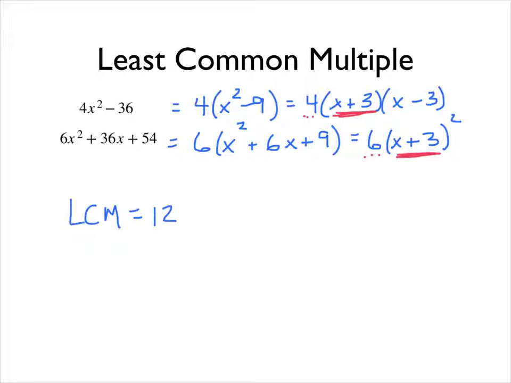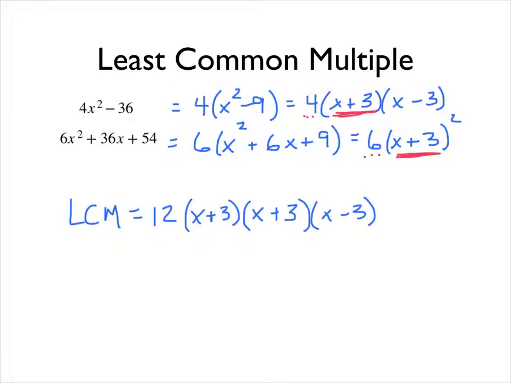Now we put our common factor one time, and then we put each of the other things they don't have in common. The second expression has another x plus 3, so we need that, and an x minus 3. And this would be the least common multiple of those two expressions. It's long. I know, it's terribly, terribly long. But if you can break it down, figure out what they have in common, and then bring on all the other factors that you see in each one, then you've got your least common multiple.